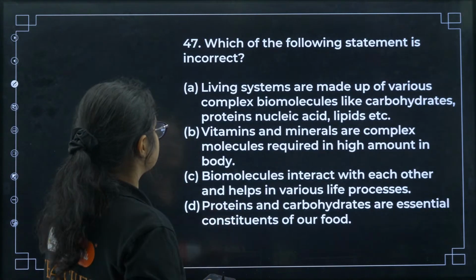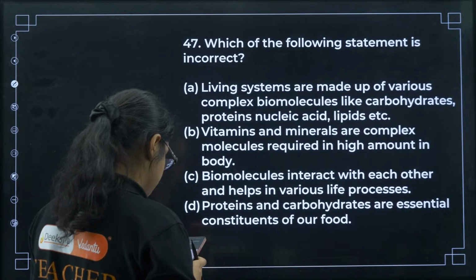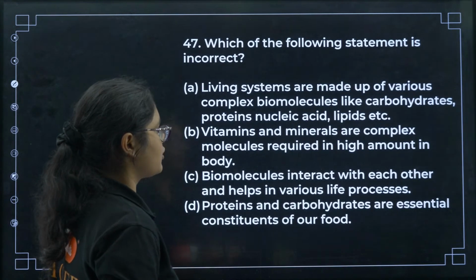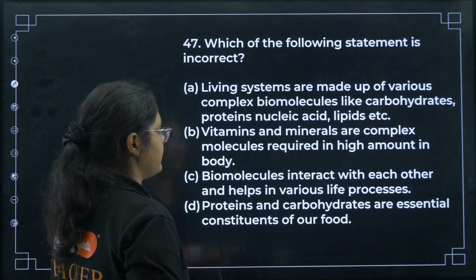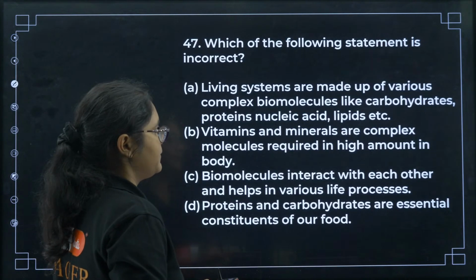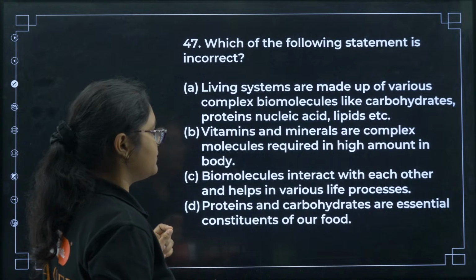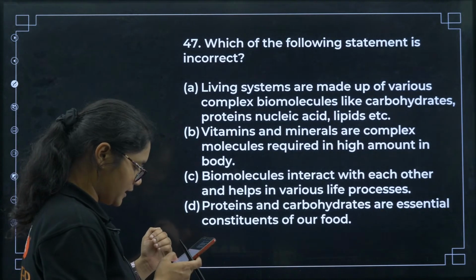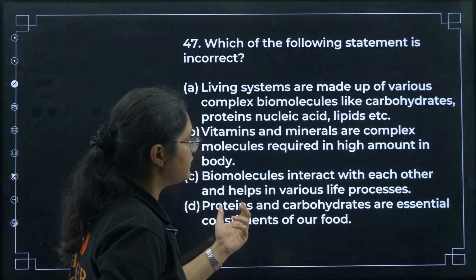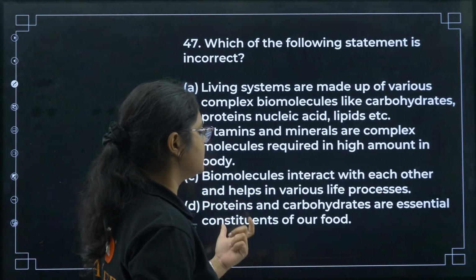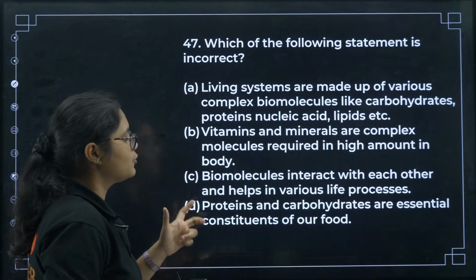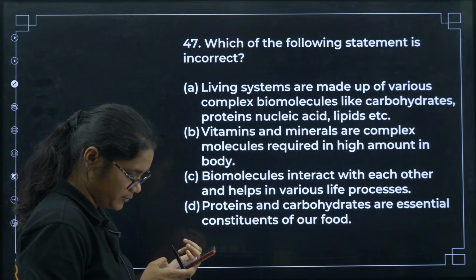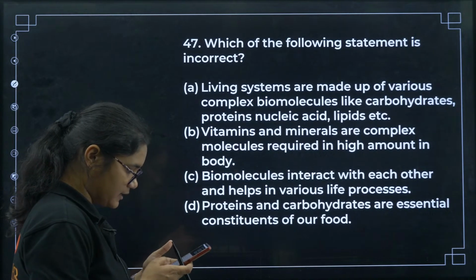Next, moving to question number 47. Which of the following statements is incorrect? Living systems are made up of various complex biomolecules like carbohydrates, proteins, nucleic acids, lipids, etc. Vitamins and minerals are complex molecules required in high amount in the body. Biomolecules interact with each other and help in various life processes. Proteins and carbohydrates are essential constituents of our food. So what can be the correct answer here?